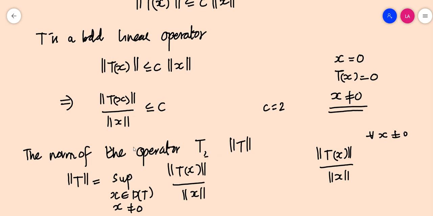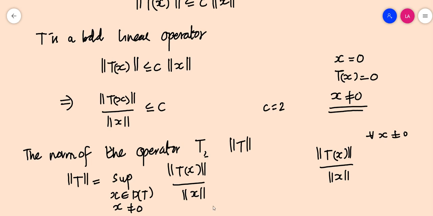Or in other words, if you consider this collection of numbers, norm Tx by norm x, this real number C is called an upper bound of this collection. This holds for every x not equal to 0. Now we want the least among the set of all upper bounds, which is actually the supremum. So the norm of T can be defined as the supremum of the set of norm Tx divided by norm x, over all x in the domain with x not equal to 0, which is called the norm of the operator.